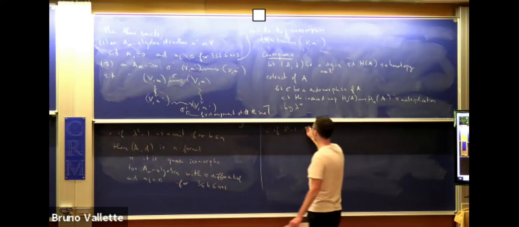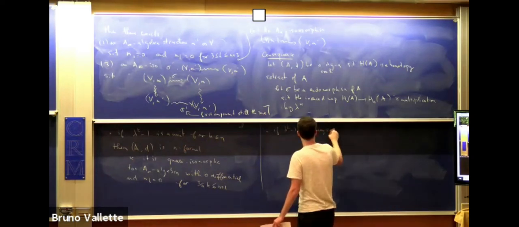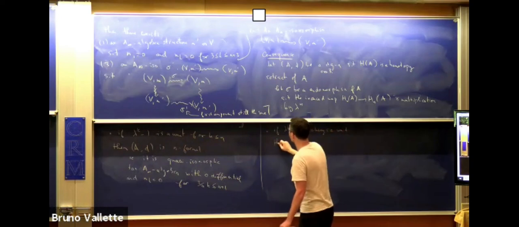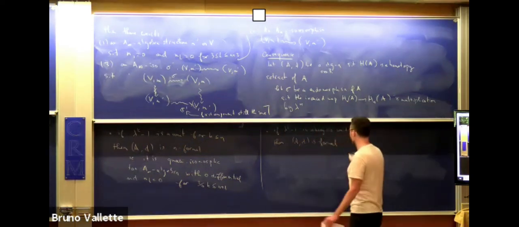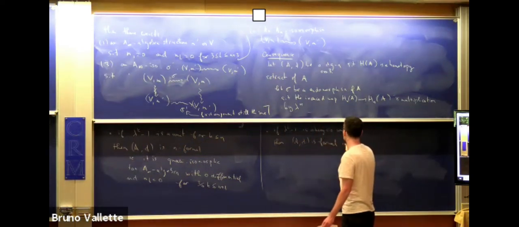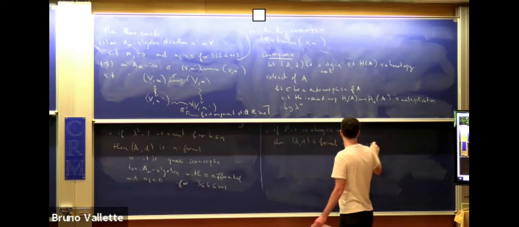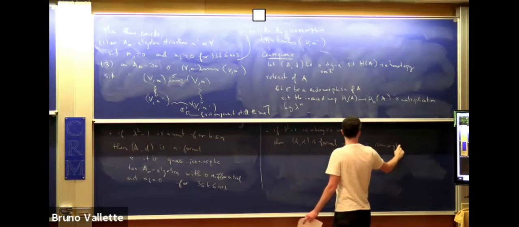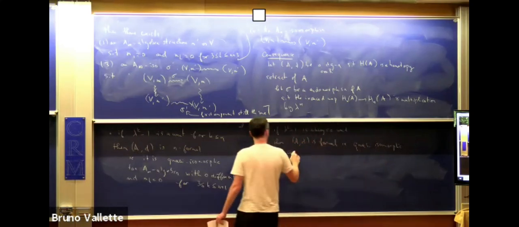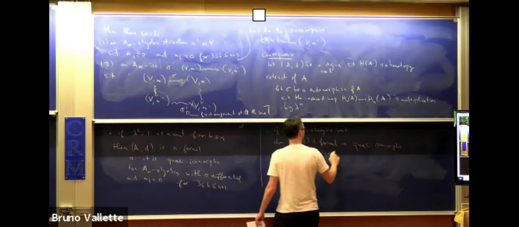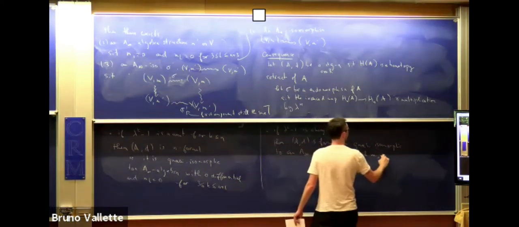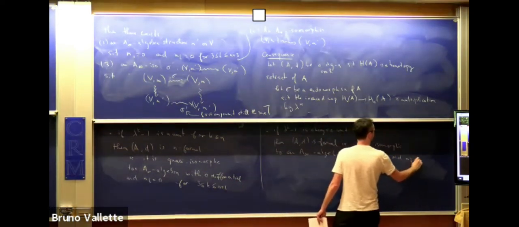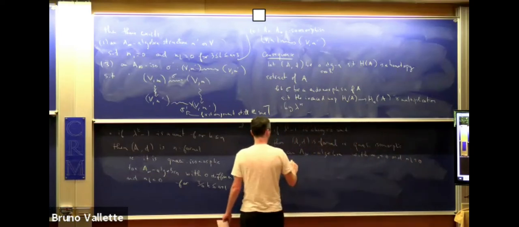So if lambda to the k minus 1 is always a unit, then A is formal, in the sense that it's quasi-isomorphic to an infinity algebra with M1 equals 0 and Mk equals 0 for k greater than or equal to 3.